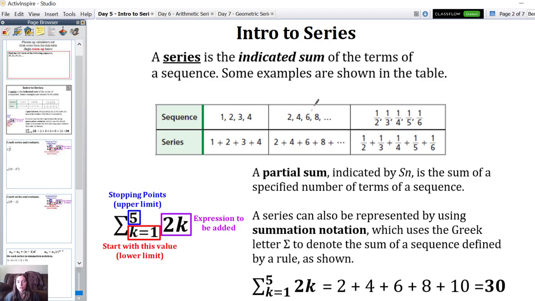If the sequence was 2, 4, 6, 8, the series would be 2 plus 4 plus 6 plus 8. If any of these were negative, we would subtract whatever the negative number is. But since here they're all positive, we're just adding them.